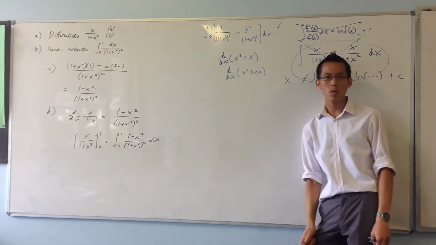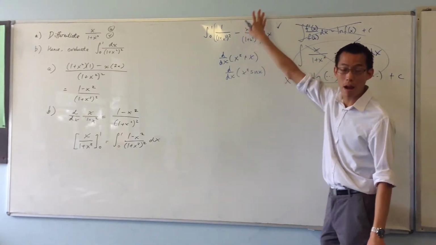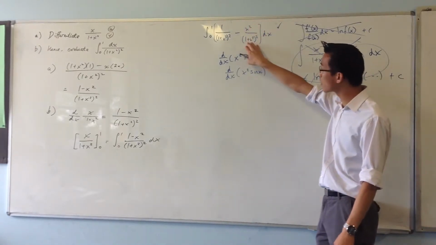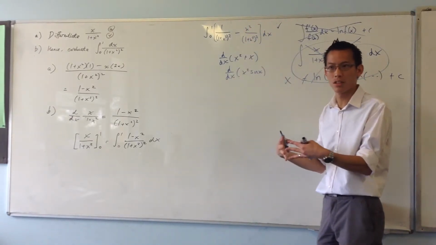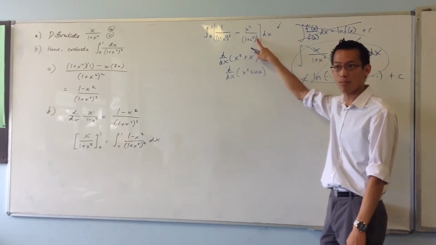However, I think we're onto something here, okay? I think we do need to do some kind of rewriting of this numerator in order to make it fit with the denominator. The real problem is that square, okay? Can you see how that's the problem, right?